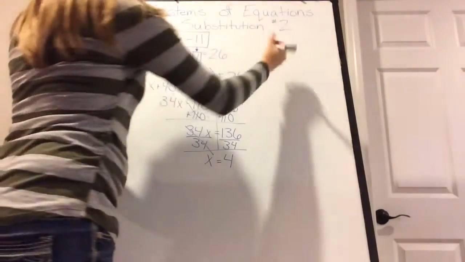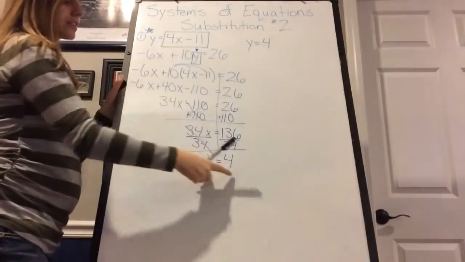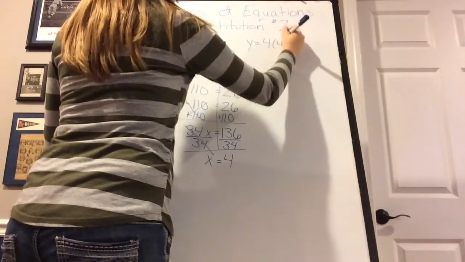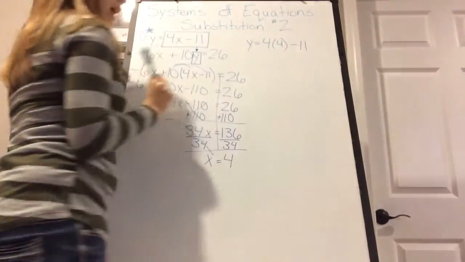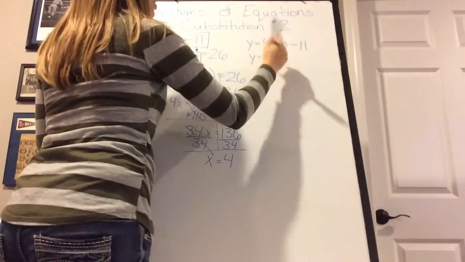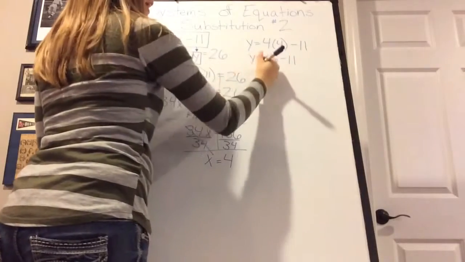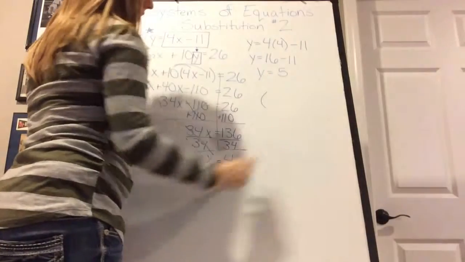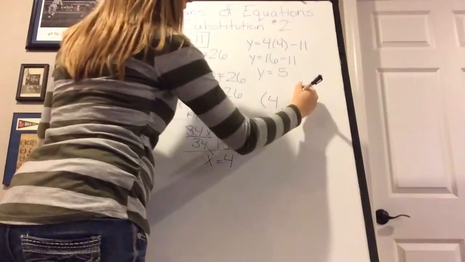So this first one, we have y equals 4, but instead of x, we are now going to substitute the x with 4. So I'll put 4 in parentheses for x. The minus 11 stays the same. So now, to solve this, I need to do my multiplication first. So y equals 4 times 4 gives me 16 minus 11, and 16 minus 11 is 5. So my answer, the x comes first, 4, comma, the y is 5.